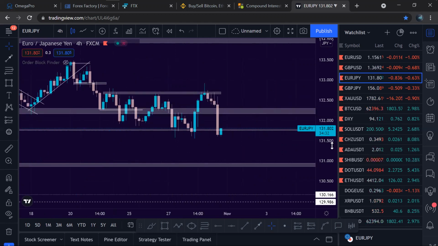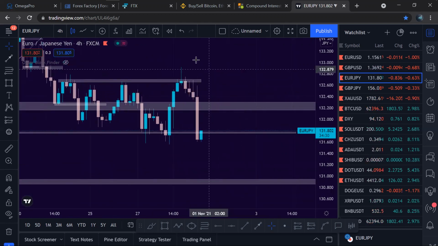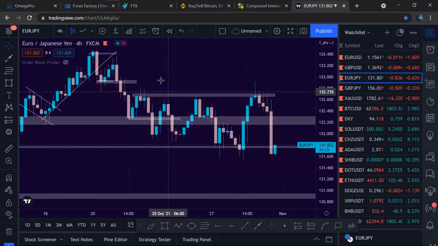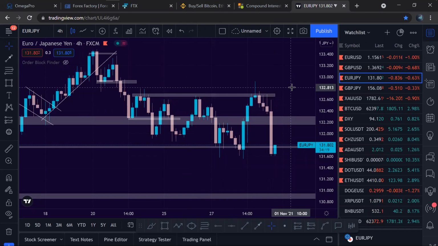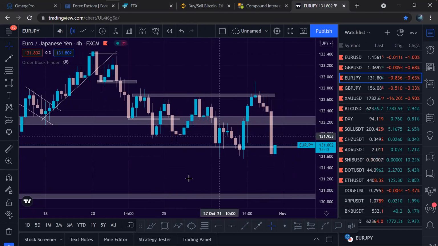Reason: price action, number 1. Then number 2, order block. Then number 3, psychological whole number. Then number 4, market structure. The structure was never broken. Because here are equal highs. You have the first touch, second touch, and third touch.